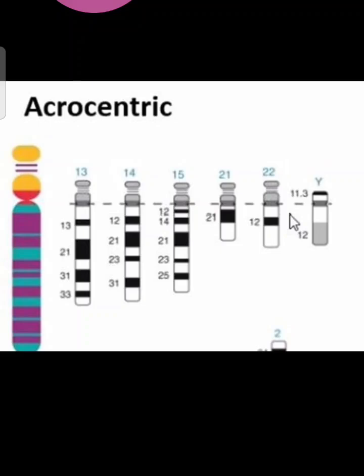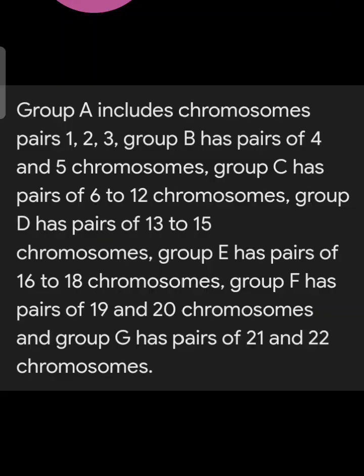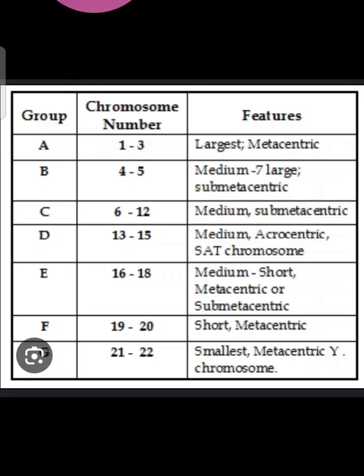Okay. There are other classification systems for the chromosomes depending on their length and different parameters, depending on the position of the centromere. Likewise, there are different classifications. I'll go through that. There are groups from A to G, with 1 to 3 in A and 4 and 5 in B. Here, A, chromosomes 1 to 3, largest and metacentric. B, 4 to 5, medium and submetacentric.